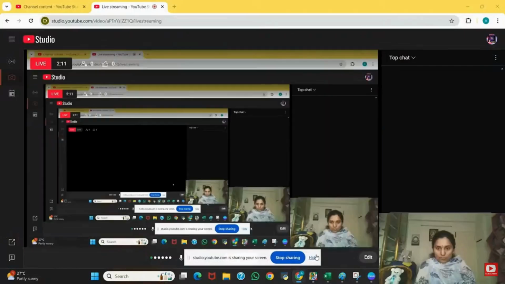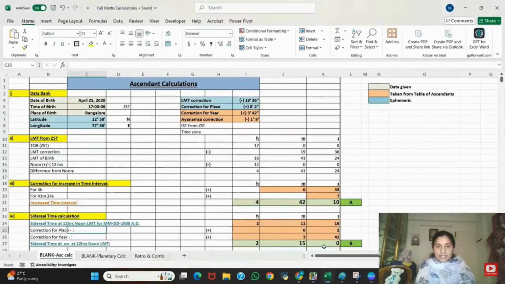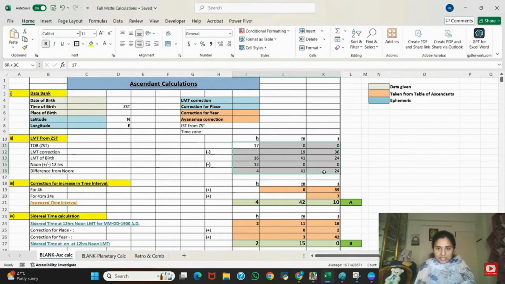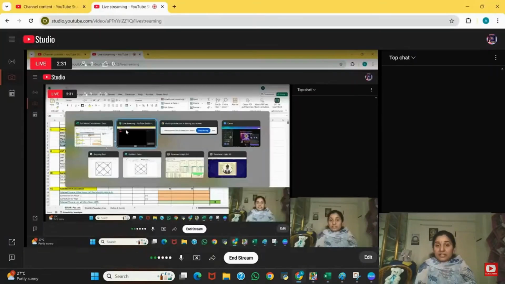Now let me take up a sample data for which I have already prepared a template, which we can make use of. So coming here, I'll just share my screen. Yes, the entire screen I have to share. I have the format here and I have chosen one place and the data here. I'll just erase what I had already calculated for my purpose. I have already prepared a template which can be of great use for us.